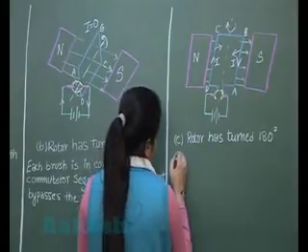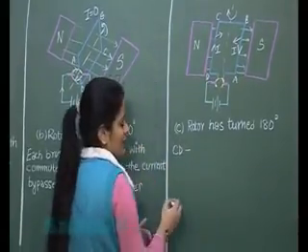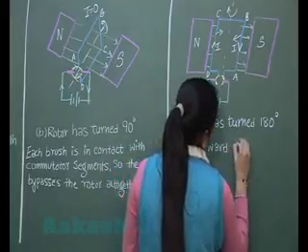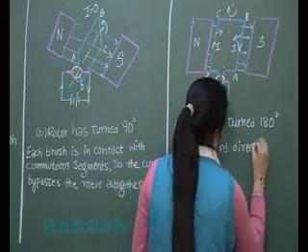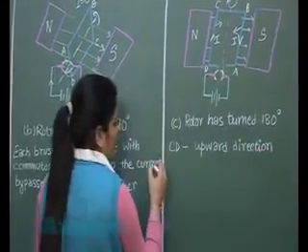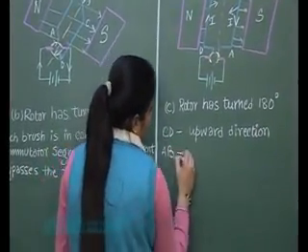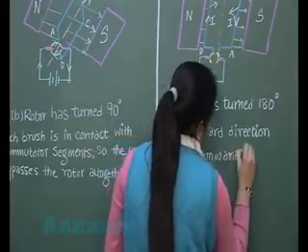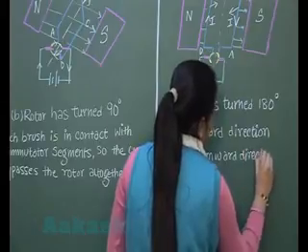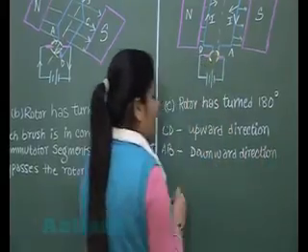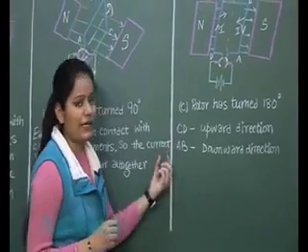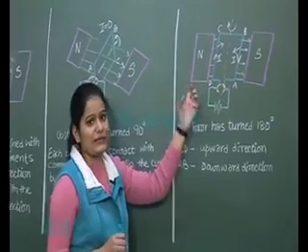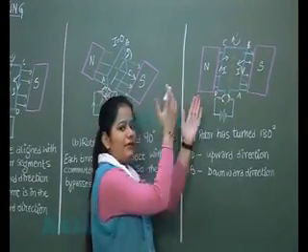Student, in this case, in arm CD, current is in the upward direction, and in arm AB, current is in the downward direction. And force on arm CD is inward, and force on arm AB is outward. So student, it will again rotate anti-clockwise.